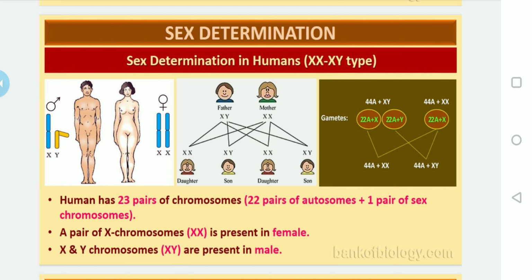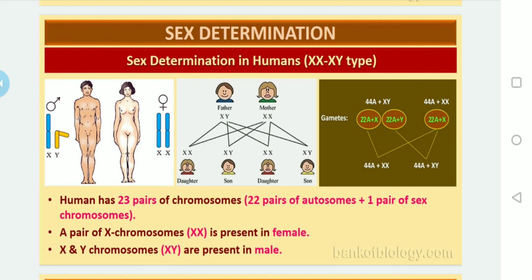As I said, in the male it is 44 autosomes plus XY. Then there is a possibility of two types of gametes. That's why I said male heterogamety: 22 autosomes plus X, and another possibility, 22 autosomes plus Y. What about the female? 44 autosomes plus XX.